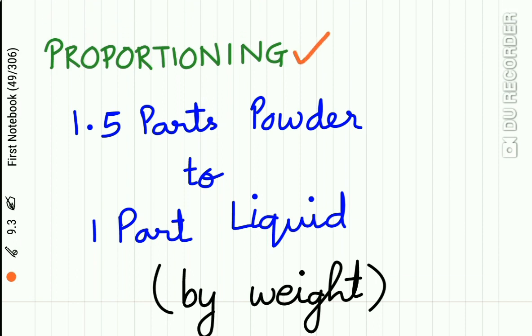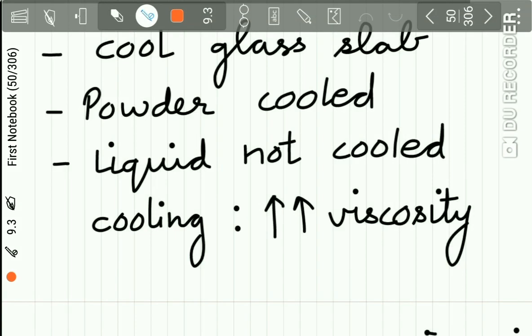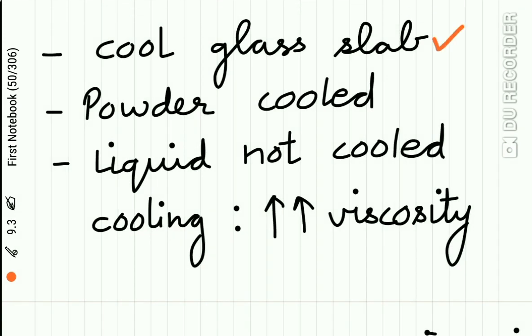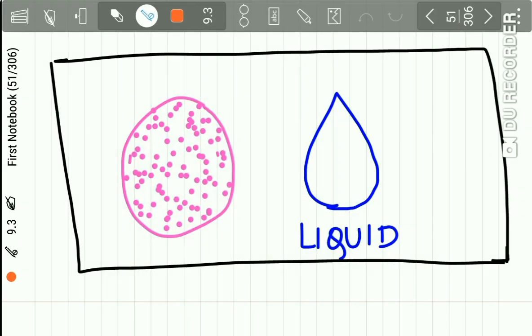Now, the proportioning of the zinc polycarboxylate cement. 1.5 parts of powder is used for every 1 part of liquid by weight. You should use a cool glass slab while manipulating. The powder should also be cool, but the liquid is not cooled because cooling of the liquid increases the viscosity of the liquid.